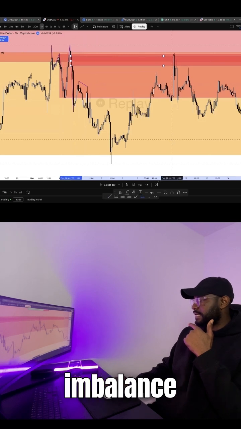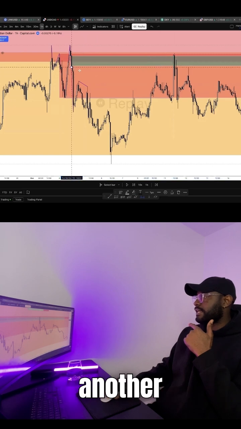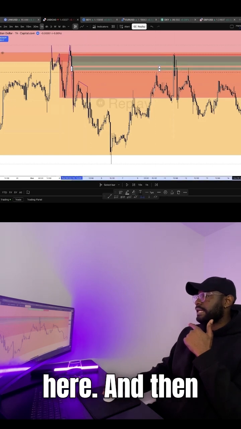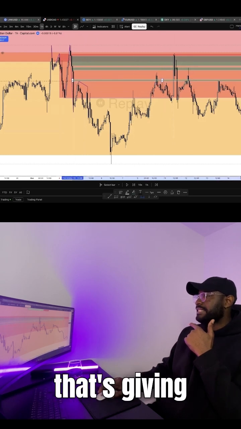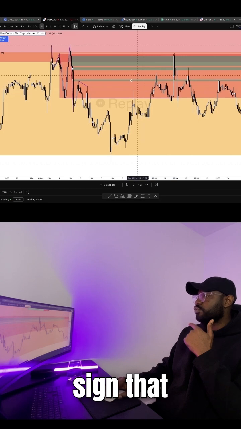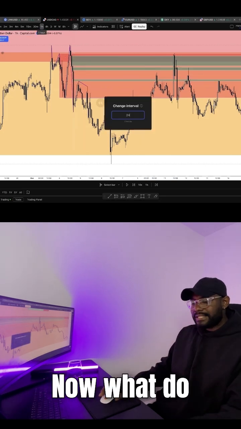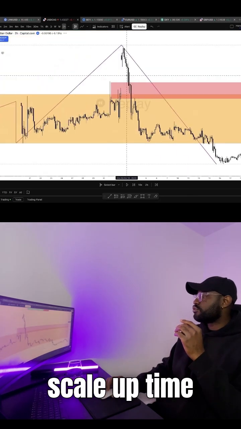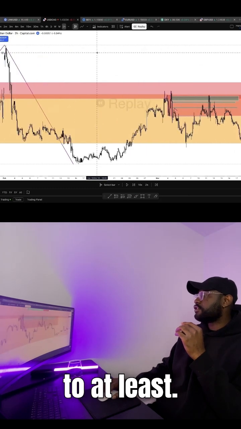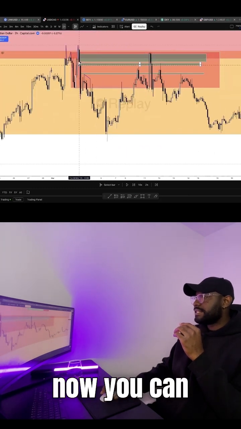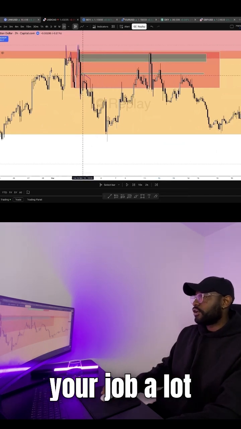You have an imbalance here, and you have another imbalance here. And then you have the remnants of this imbalance here. So that's giving you a telltale sign that price could want to use either this or that. Now, what do you do? You can scale up time frames and try to minimize those inefficiencies to at least just one. So now you can see that we have just one inefficiency. So that makes your job a lot easier.